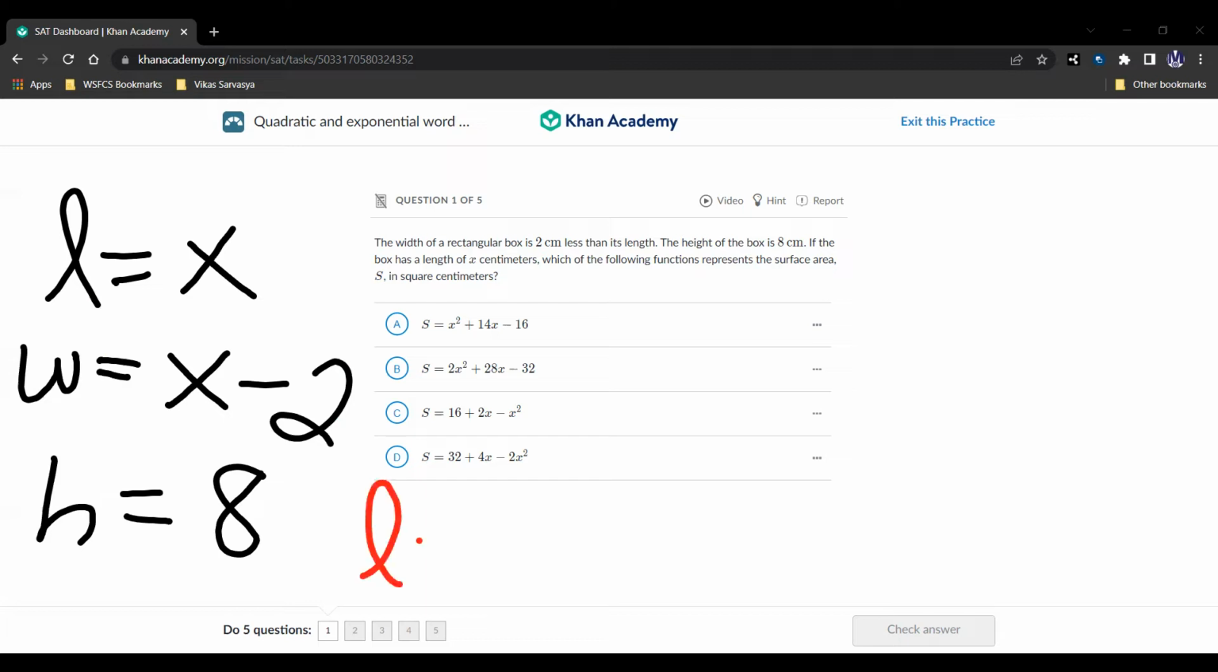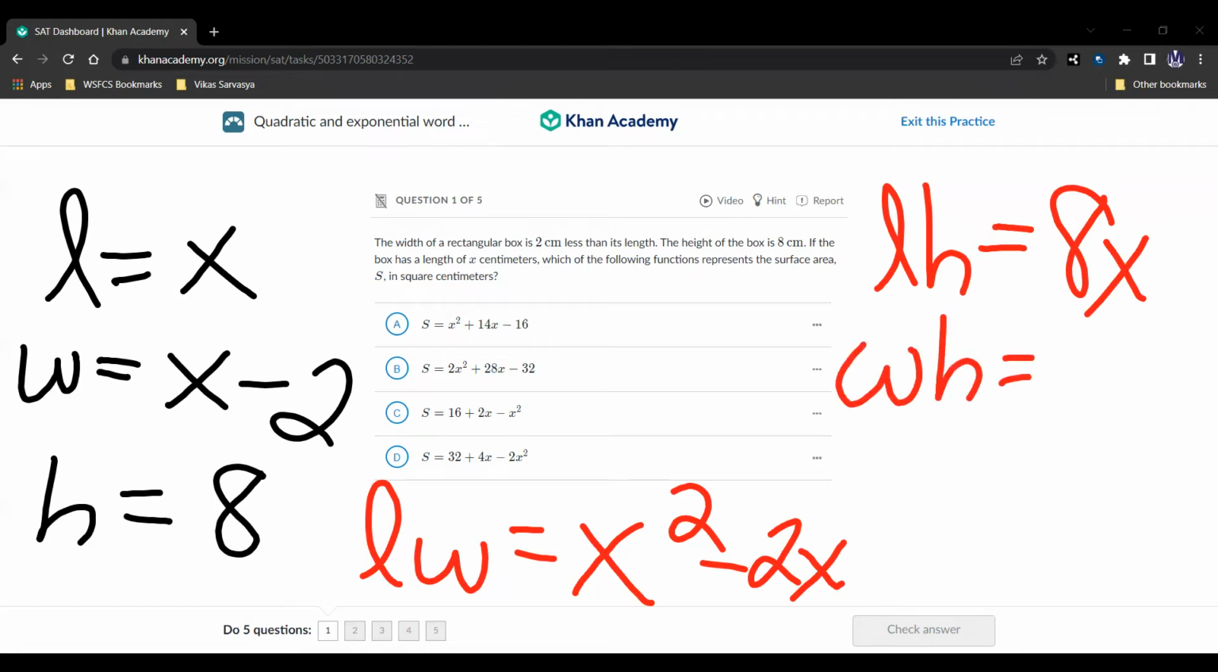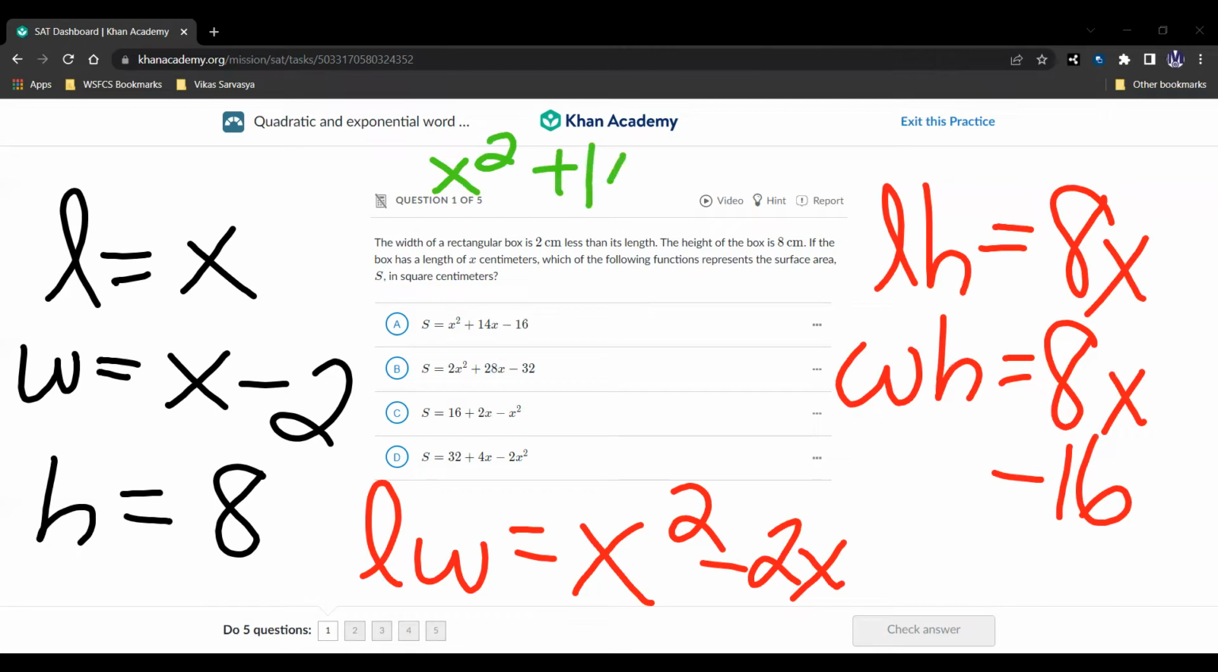So LW is going to equal x squared minus 2x. And then LH is going to equal 8x. Now, WH is going to equal 8x minus 16. So we add that all together and we get x squared plus 14x minus 16. And then we have to double that because there are 2 surfaces for each of these.